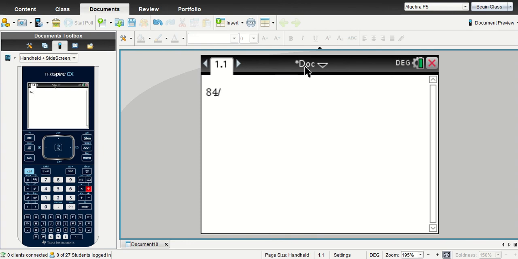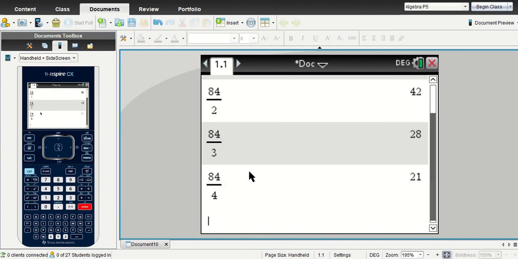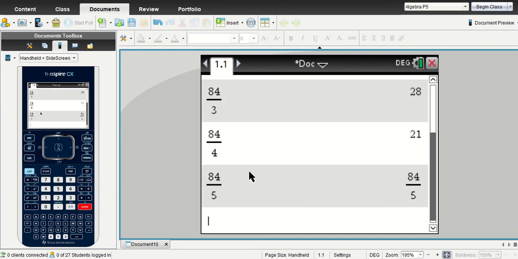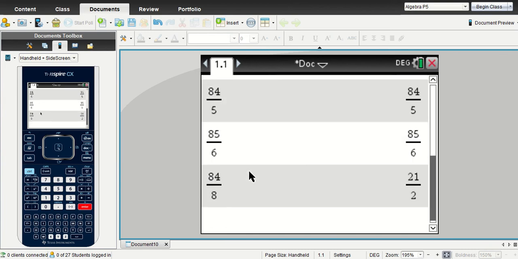So let's say we know 84 and 1, right? Easy one. 84 and 2, okay. 84 and 3. I'm looking for numbers that are going to add to 5. So 3 and 28 is not going to give me 5. 84 and 4, right? We're getting a little bit closer. 5 doesn't work because it gives me a fraction back. Let's see. 6 doesn't work. 8 doesn't work. So we're looking for those numbers that it's going to factor out.